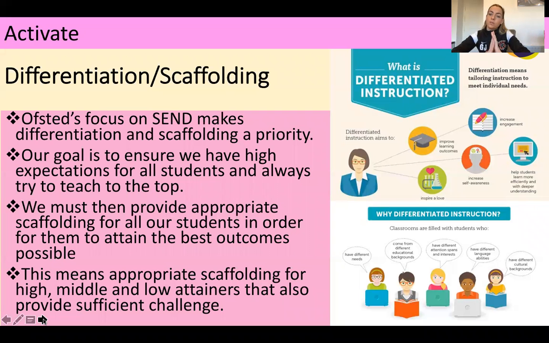So now we're looking at differentiation and scaffolding. As I said before, the focus on SEND makes differentiation and scaffolding a real top priority. Our goal is to ensure we have high expectations for all students and always try to teach to the top. We must then provide appropriate scaffolding for all of our students in order for them to attain the best outcomes possible. This means appropriate scaffolding for high, middle and low attainers that also provides sufficient challenge. So just going back to the impact of this type of lesson structure on scaffolding, it really allows all students of all abilities to be challenged and pushed to meet their full potential.